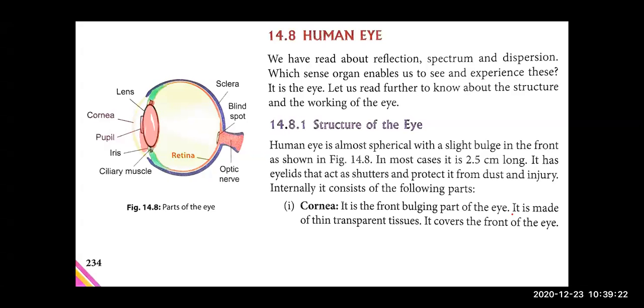Now, where is the lens? We can see that the lens is behind the pupil, right? So where is the position of the lens? It is behind the pupil. Okay. Now the lens is transparent, and that lens is made up of many layers.